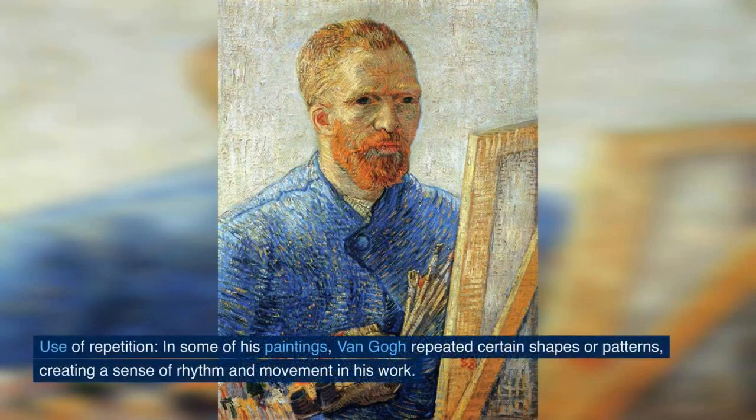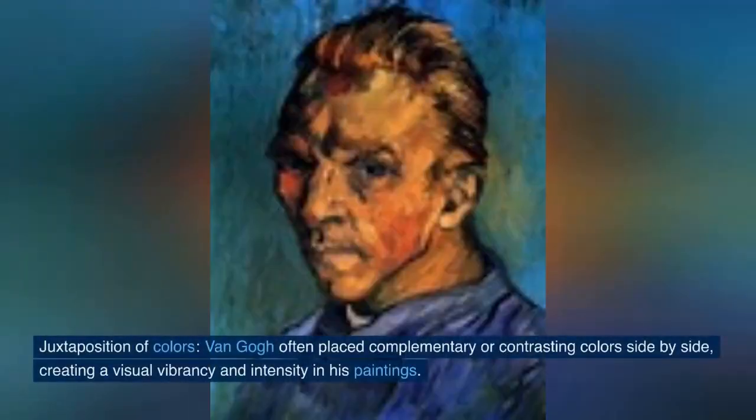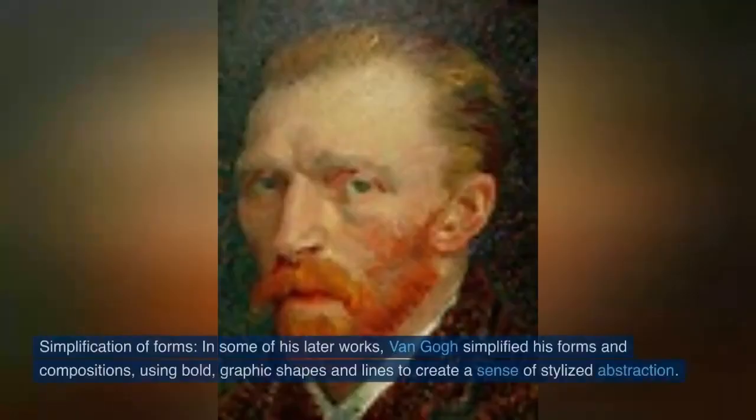Use of repetition. In some of his paintings, he repeated certain shapes or patterns, creating a sense of rhythm and movement in his works. Next, juxtaposition of colors. Van Gogh often placed complementary or contrasting colors side by side, creating a visual vibrancy and intensity.